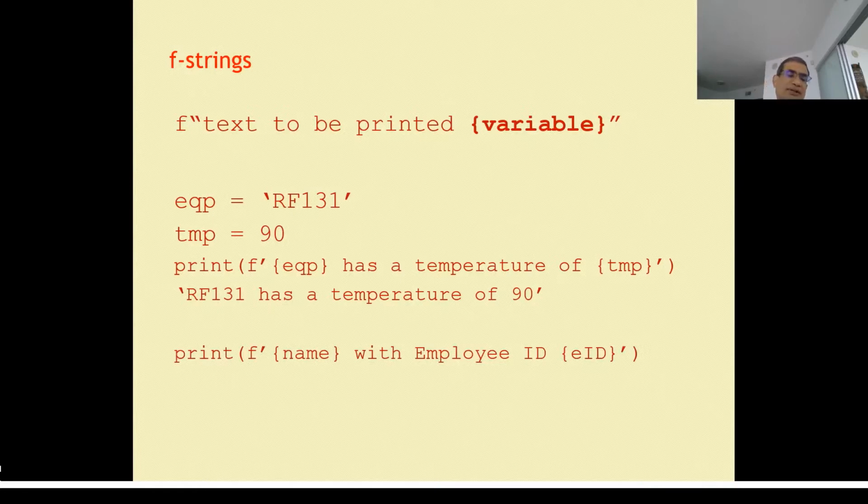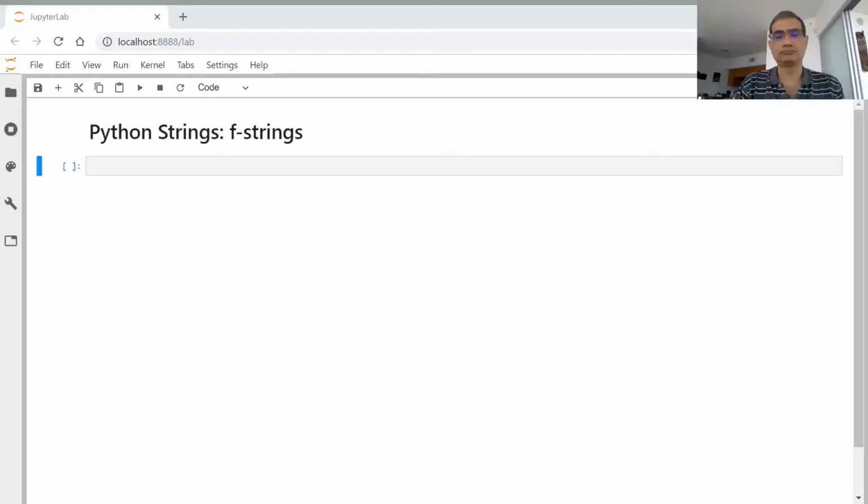So for example, if you had a big list of names with their employee IDs, you could loop through them, and each time you can simply format it nicely as an f-string. So the f-string's main purpose is to format. Now let's go and look at that in action.